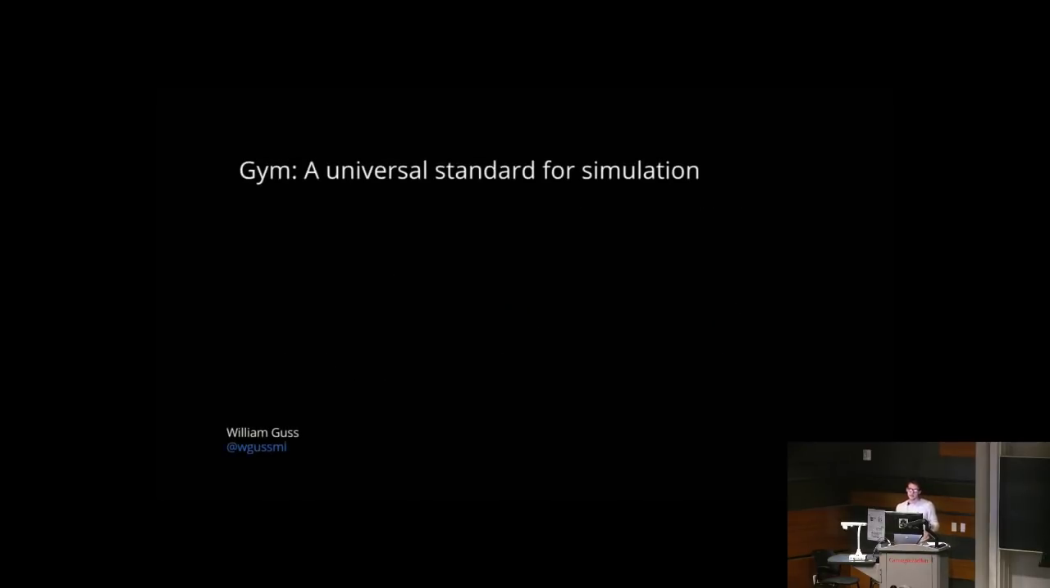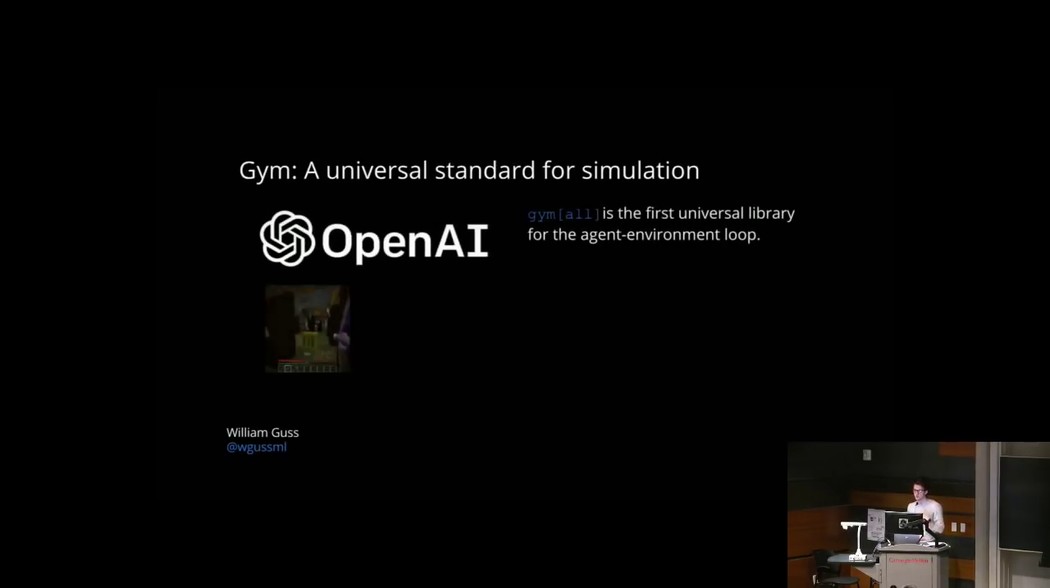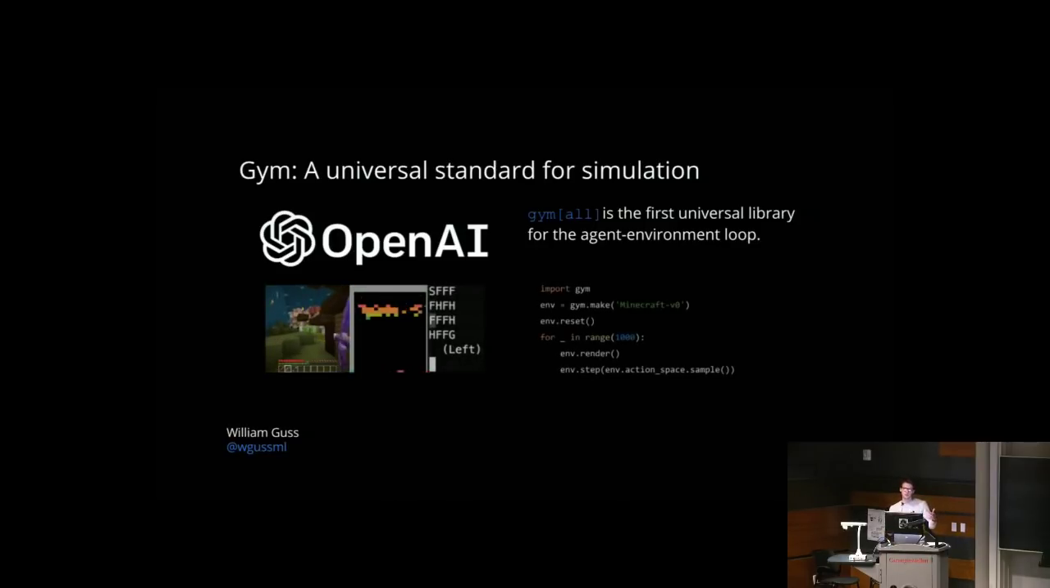So Gym basically came out of OpenAI, and it's the first universal library for the agent environment loop. Is everybody familiar with that loop? You get your observation, you take an action, the environment gives you a new state and a reward, etc. Before Gym, there wasn't really a unified framework, and this is OpenAI's biggest contribution. They've boiled down this really simple concept into, for the first time, a simple Python library to do this.